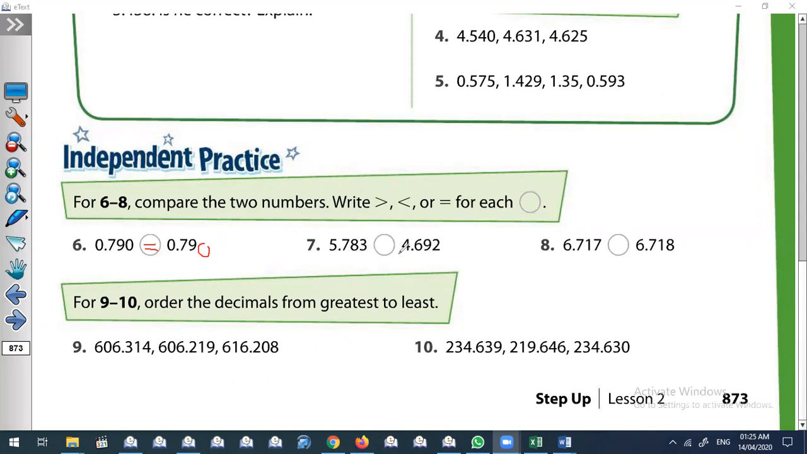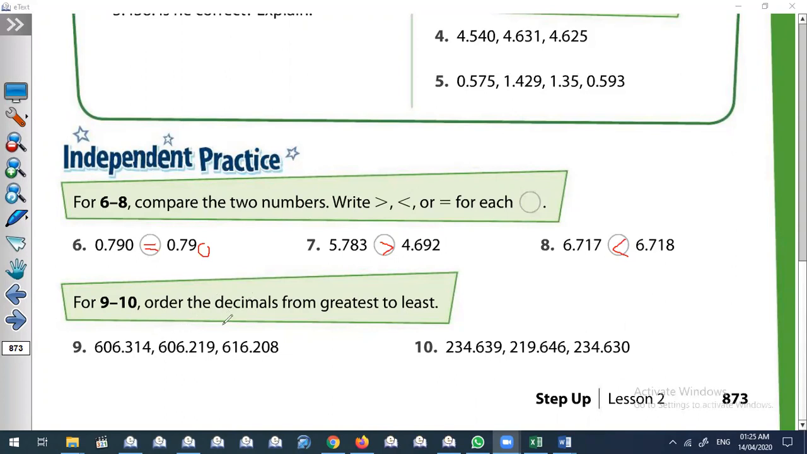Okay, now 5.783 and 4.690. So 5 point is bigger. The scale here, we have 3 digits in the decimal, also 3 digits in the decimal. 6.717 and 6.780. 6.780 is bigger.